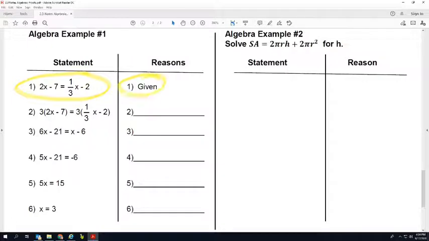This first statement right here is what you were given as a problem. We have a column for statements and a column for reasons that allow us to make that statement. So we've been given this problem, 2x minus 7 equals 1/3 x minus 2. It was given to us. That's our reason for being able to say that. So the next step, we want to take care of this 1/3 right here. So we're going to multiply both sides by 3, and we're able to do that using the multiplication property.